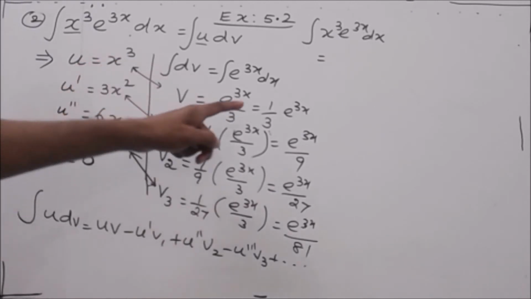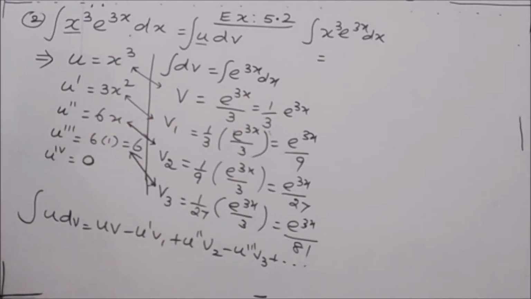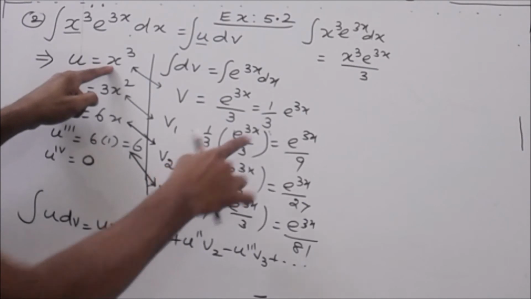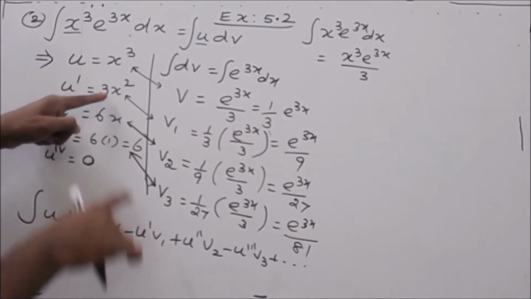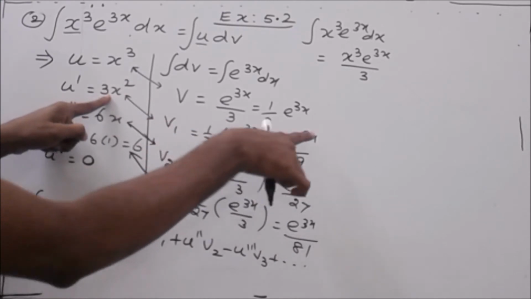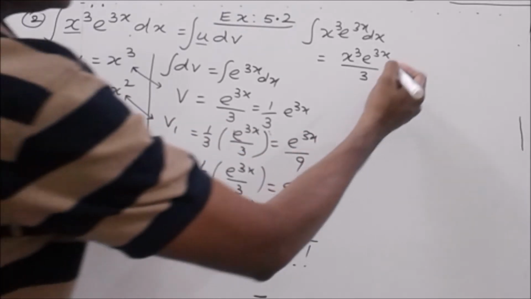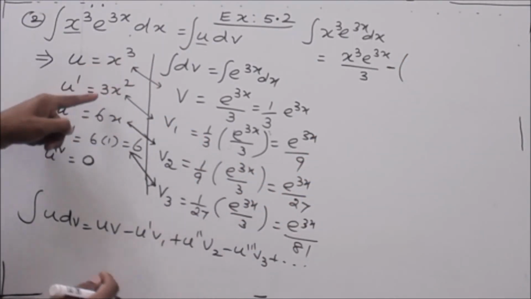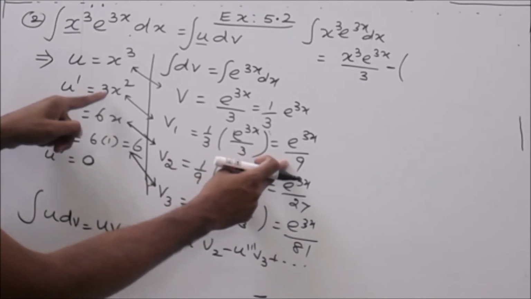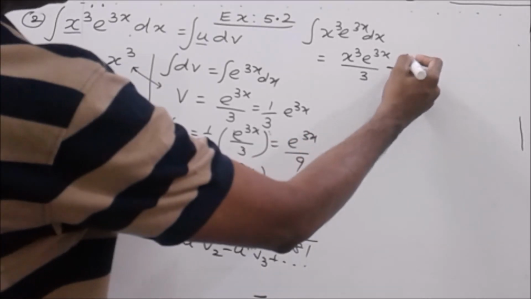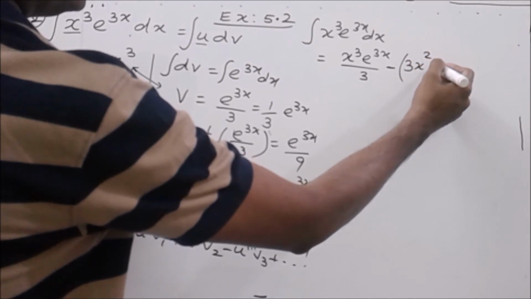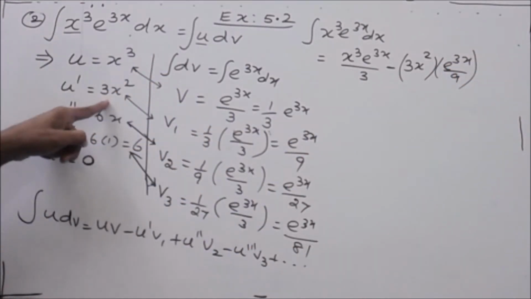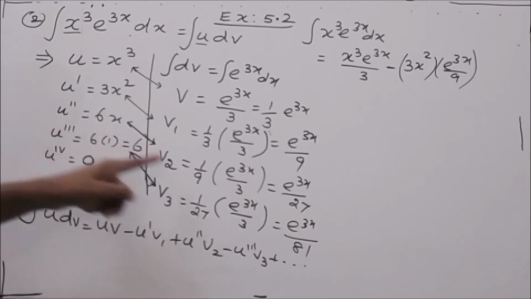So okay, substitute uv: x cube into 1 by 3 e power 3x. So x cube e power 3x by 3. Multiplying these two, x cube e power 3x by 3. Then these two terms, 3x square e power 3x by 9. uv minus, by formula we have minus, apply minus here. Then u dash and v1 are multiplied: 3x square into e power 3x by 9.